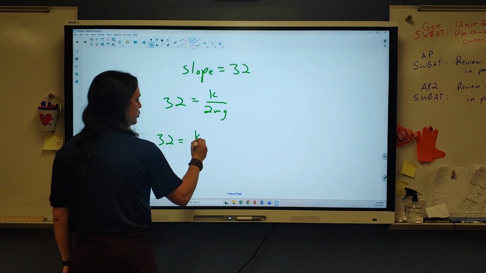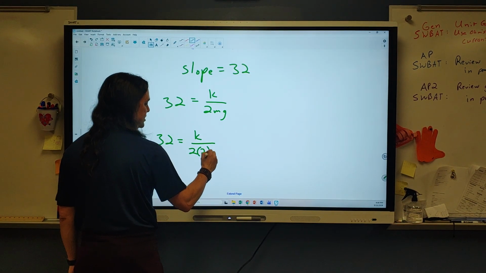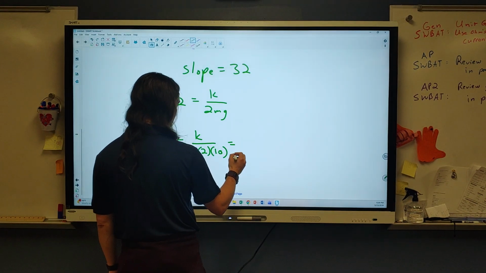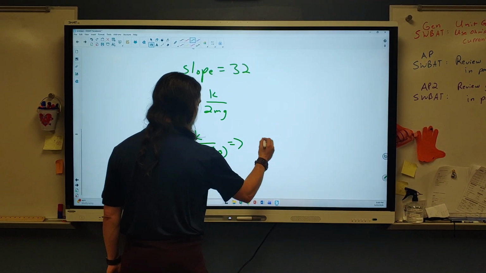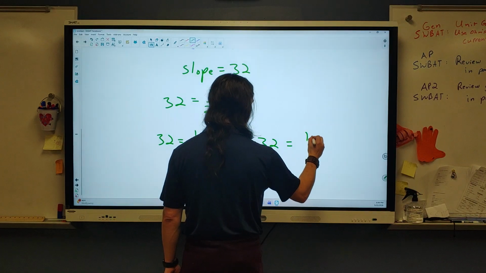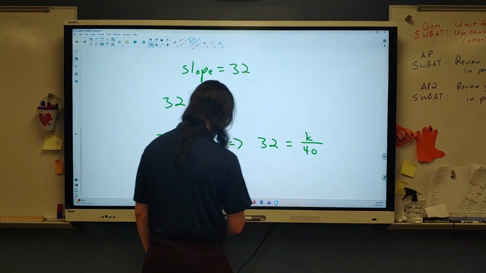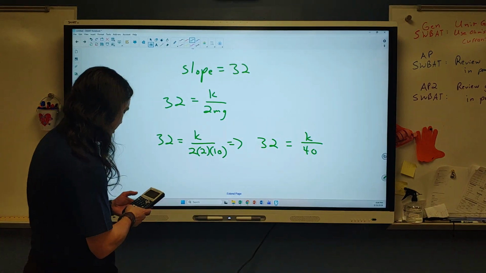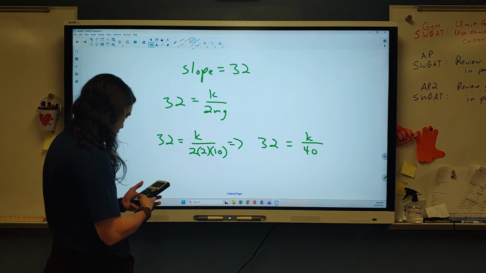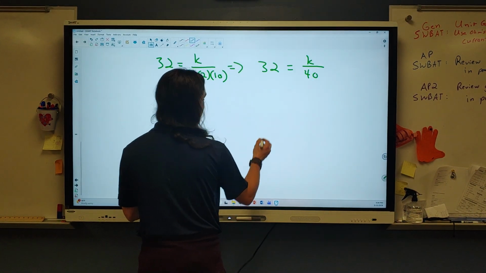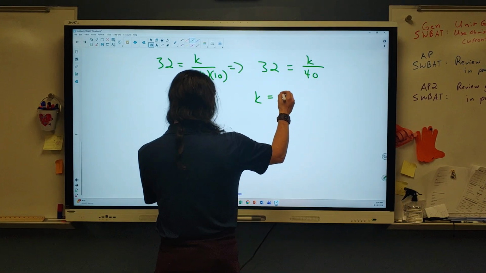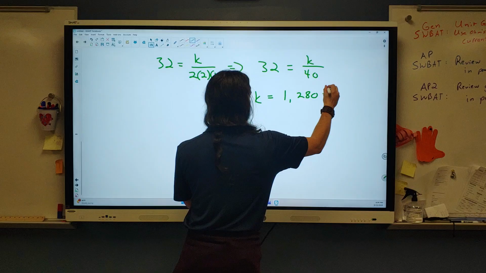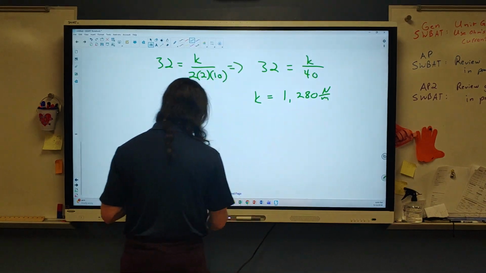32 is therefore equal to k divided by 2mg. The mass of this thing was 2, and the acceleration due to gravity is 10. So we would end up with, let's see, 32 is equal to k divided by 40. Oh, I was doing this wrong in my head. So I multiply both sides by 40, and we would end up with 32 times 40 gives us just shy of 1,300. So k would apparently be equal to about 1,280. Since I put SI in, I should get SI out: newtons per meter.